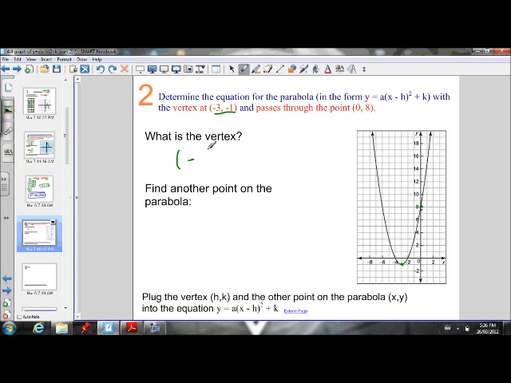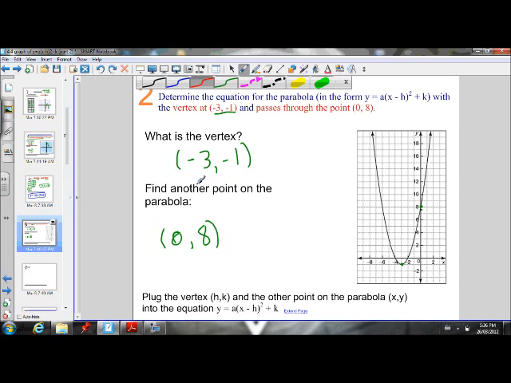In the next one, I believe, you're going to have to look at the graph and find it yourself. So the vertex is (-3, -1). And another point on the parabola is (0, 8). So that's the first two steps whenever you do a question like this. We need to do that because we need our h and k values, and we need our x and y values. In order to write the equation in vertex form, we need the vertex, and we need another point. We can't write the equation if we don't have those two pieces of information.